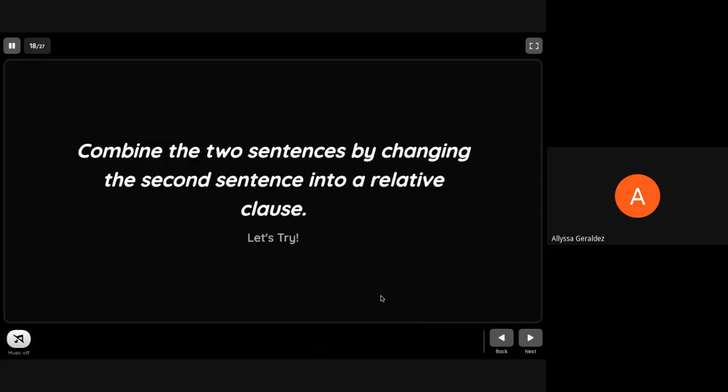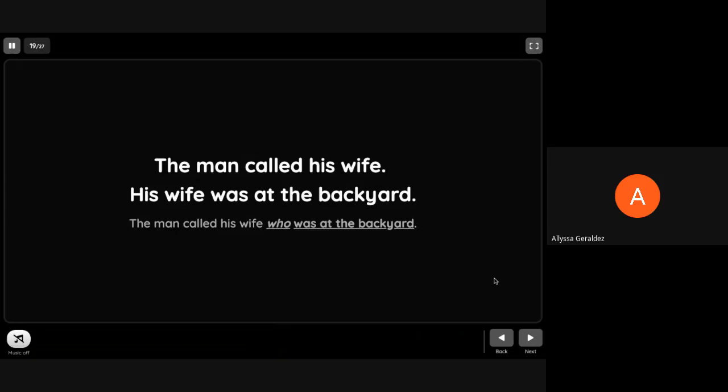Okay, so combine the two sentences by changing the second sentence into a relative clause. Let's try. The man called his wife. He was at the backyard. So with the given two sentences, we'll make it one, and then we'll combine it with the use of a relative pronoun. We'll drop the words his wife, and then we'll change it into who, and then we'll continue to the rest of the sentence. The man called his wife who was at the backyard.